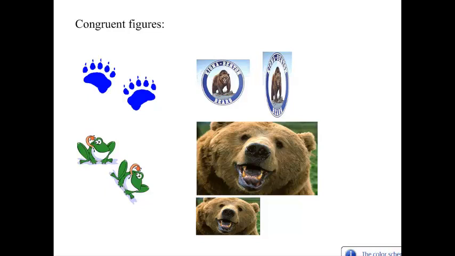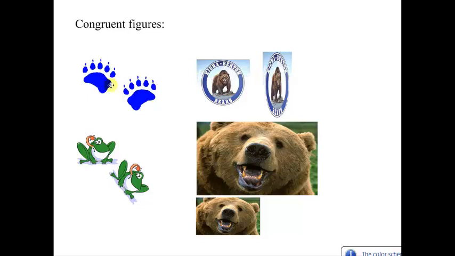Okay, we're going to get into the meat of this chapter now. We're going to talk about congruent figures, specifically congruent triangles, but let's get this idea of a congruent figure out of the way. We already know what it means to be congruent for angles and for segments, just that they have the same measure. But what about something you can't really measure?